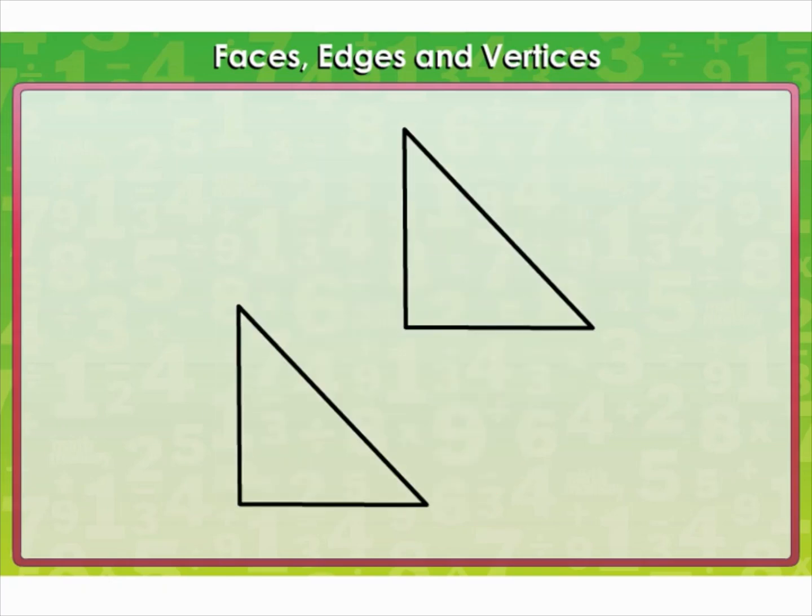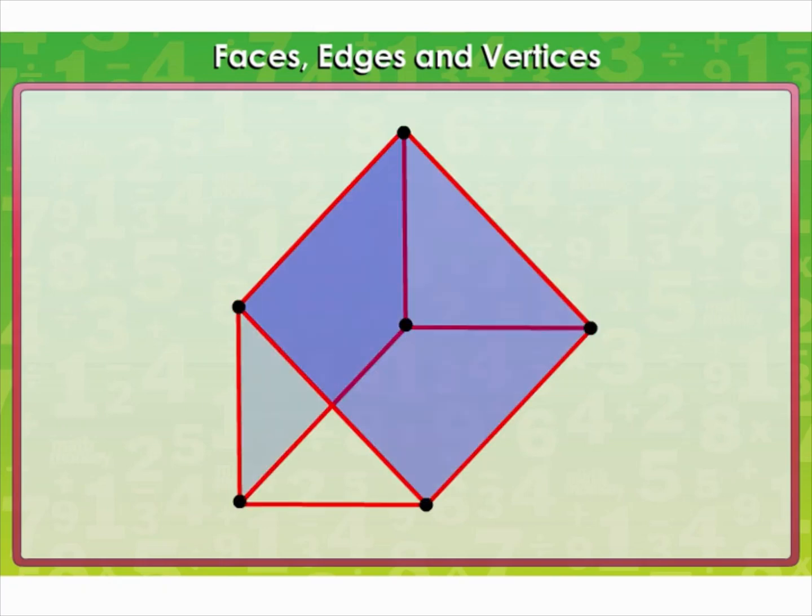Now consider a triangular prism. It has 1, 2, 3, 4, 5, 6, 7, 8, and 9 edges. Now let us see how many vertices it has. 1, 2, 3, 4, 5, 6 vertices. Now we see how many faces are there. One at the front, the second one at the back face, the third at the left, the fourth at the right, and the fifth at the base.